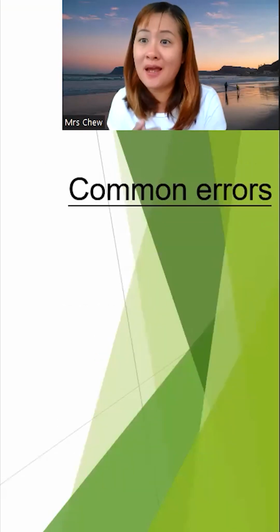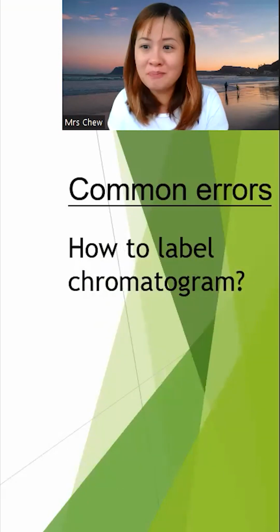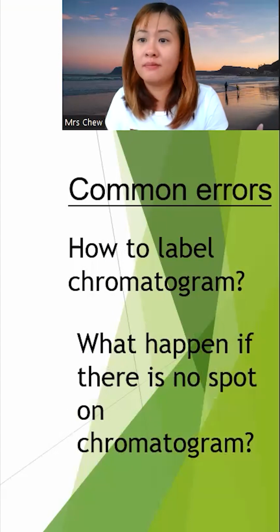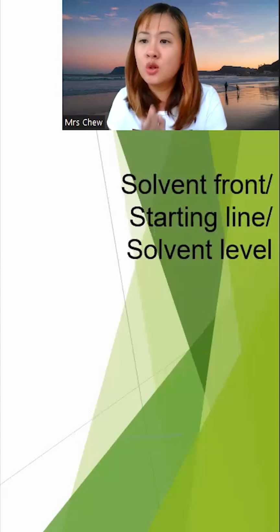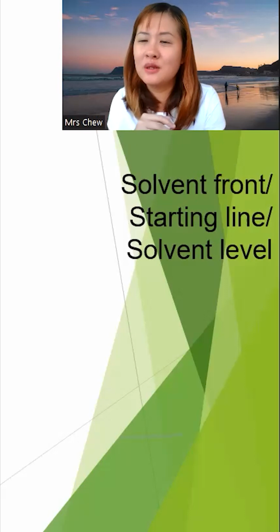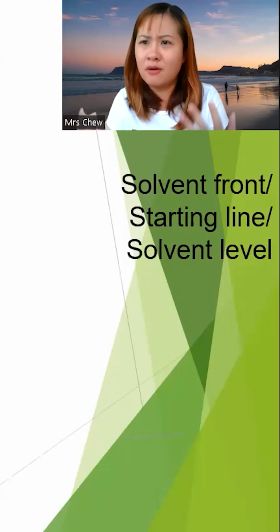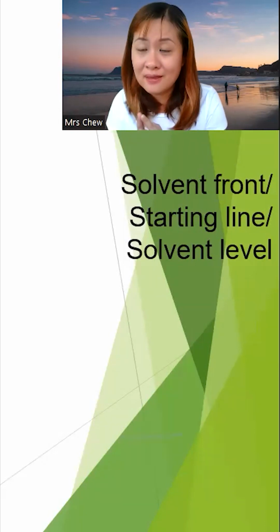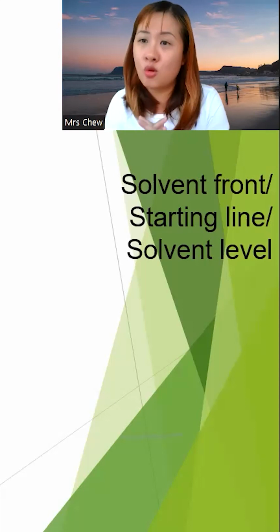I'll go through some common errors, like how do we label a chromatogram and what happens if there is no spot on the chromatogram. A lot of students know what a starting line is and where to label the solvent level, but some don't know what a solvent front is. You need to label the solvent front, starting line, and solvent level in your chromatogram.